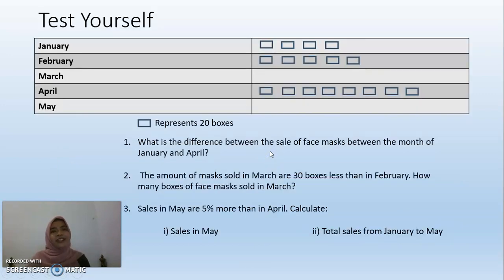So now let us test ourselves by answering this question of a pictograph. There are 3 questions here. You can take your time and answer the questions. You can also refer to the previous slides.